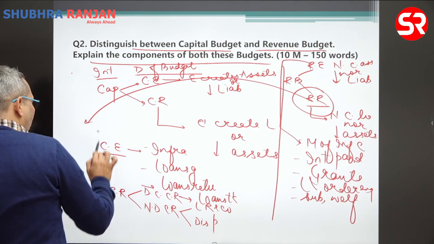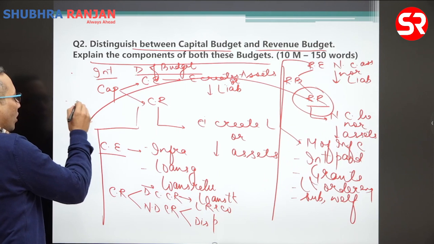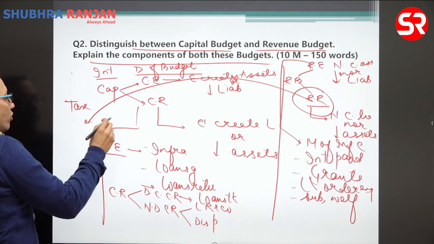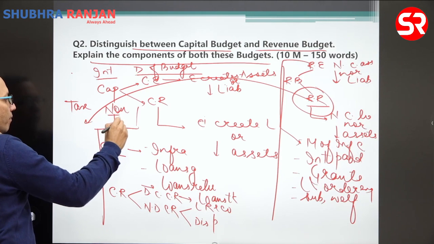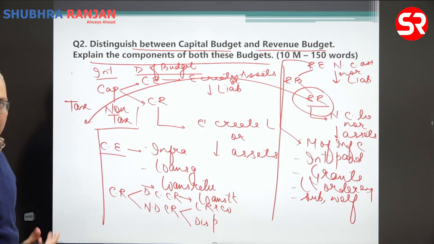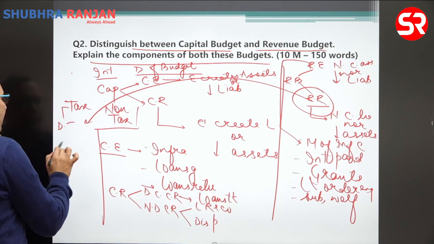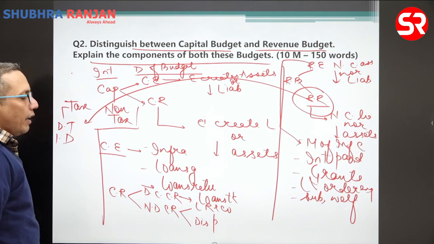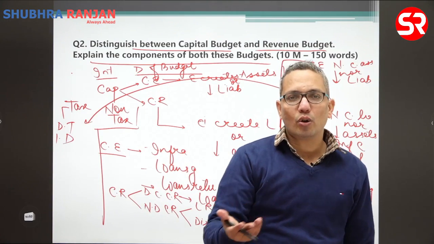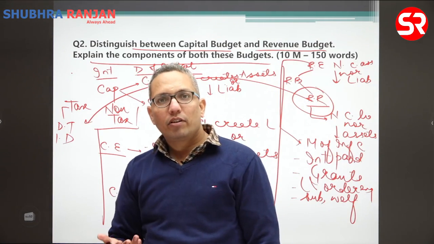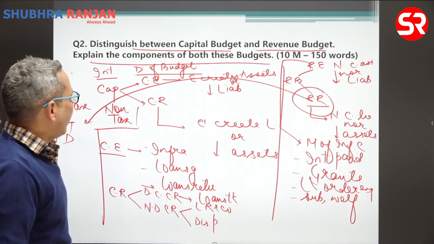Revenue receipts consist of two: one is tax revenue receipts and the other is non-tax revenue receipts. Tax revenue receipts consist of direct tax revenue receipts and indirect tax revenue receipts. And non-tax revenue receipts consist of interest earned on loans given, grants received, service income. All these things come under revenue receipts.